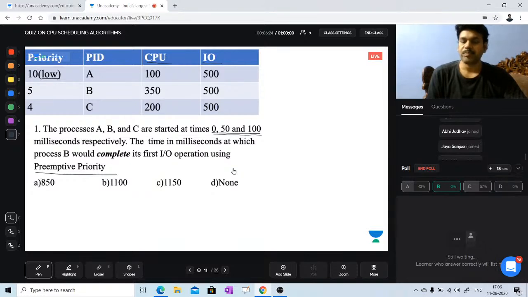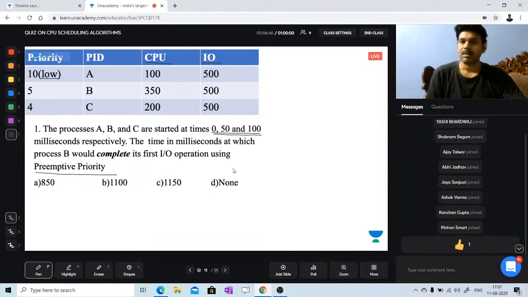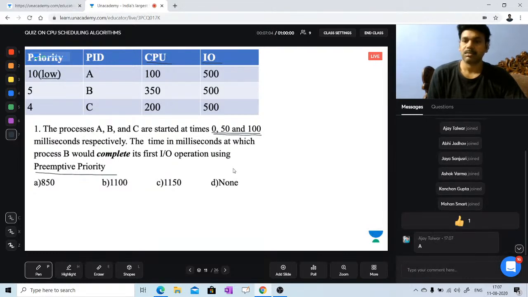So give a proper answer. Please see that every question is 100% required and may come in the GATE examination or any kind of PSUs or NET and UGC. Please type your answers, friends.